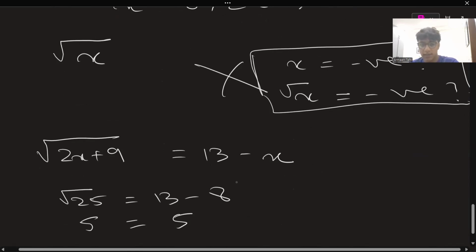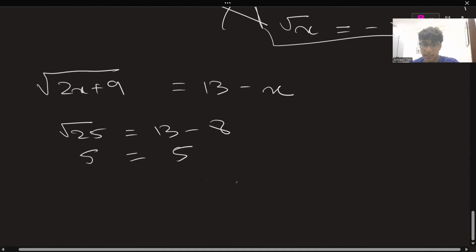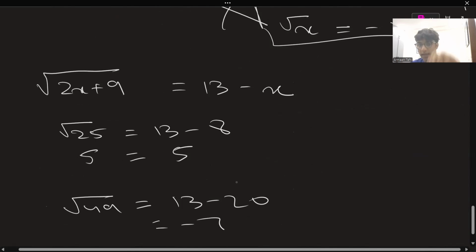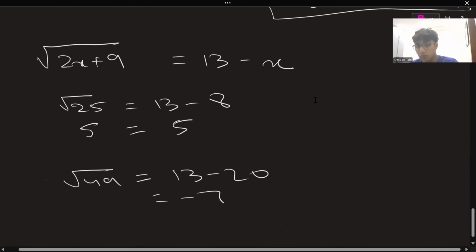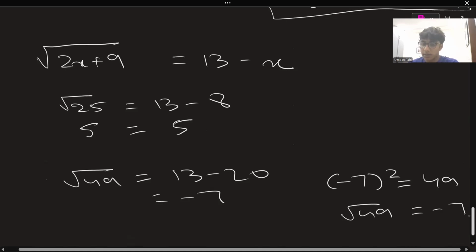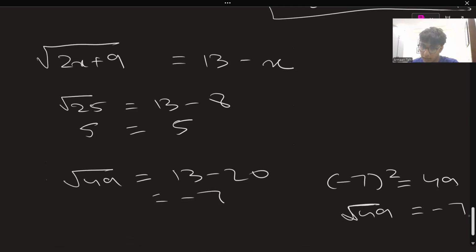So this one stands. But now let's try putting 20 inside of this. So I have 2 times 20, which is 40. So we got root 49 equals to 13 minus 20 equals to minus 7. But as I said before, root of a number can only give a positive number. You guys may be wondering, minus 7 whole square equals to 49, so why can't root of 49 equal minus 7? The answer to this question is wherever you see a root sign, automatically assume that the root will only return the positive root.